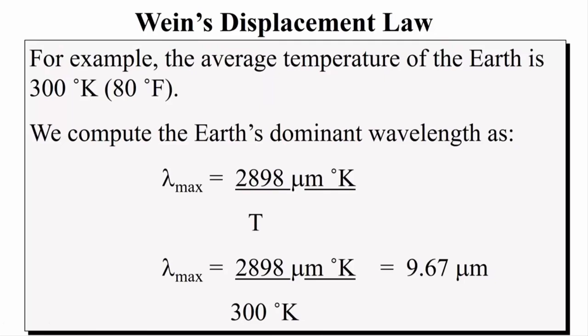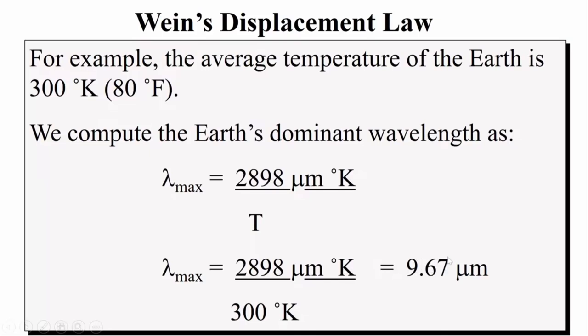Here the example is given for the earth surface. The average temperature of the earth is approximately 300 degree Kelvin. When we compute the dominant wavelength of the earth surface, it comes to approximately 9.67 micrometer, because 2898 divided by 300 gives the value 9.67 micrometer.